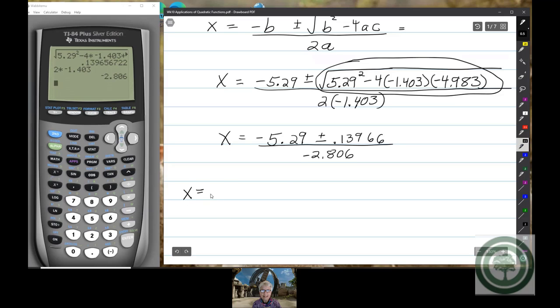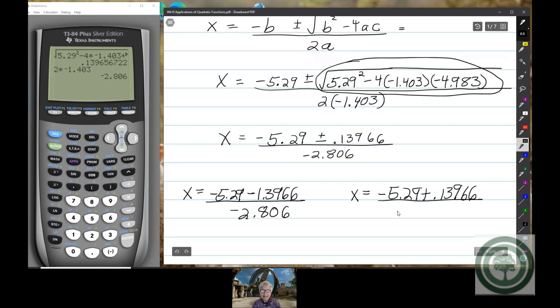All right, so x equals negative 5.29 minus 1.3966 over negative 2.806, and x equals negative 5.29 plus 0.13966 all over negative 2.806.